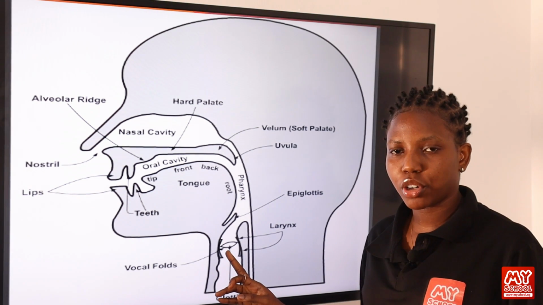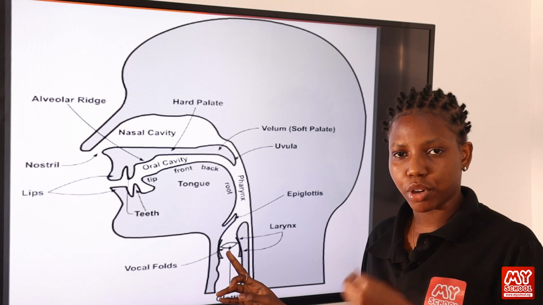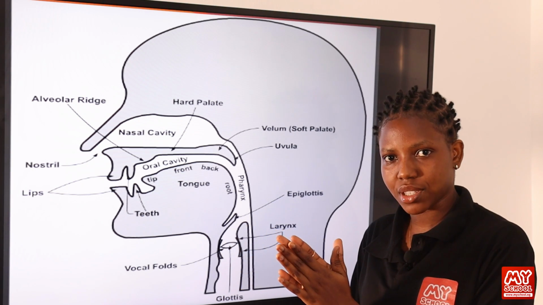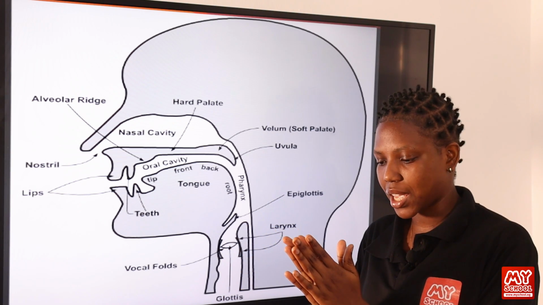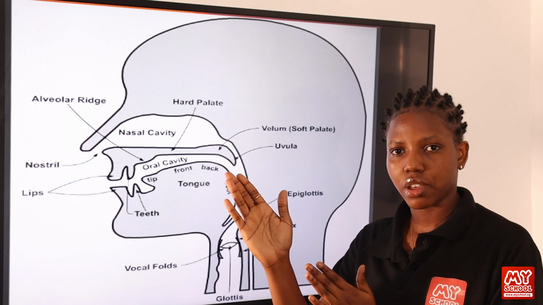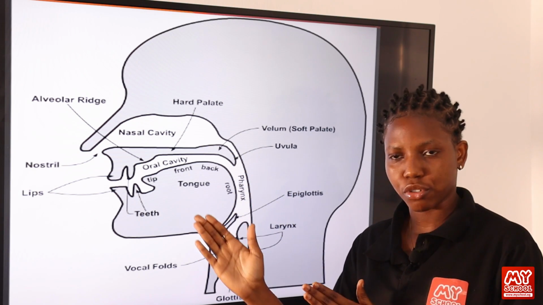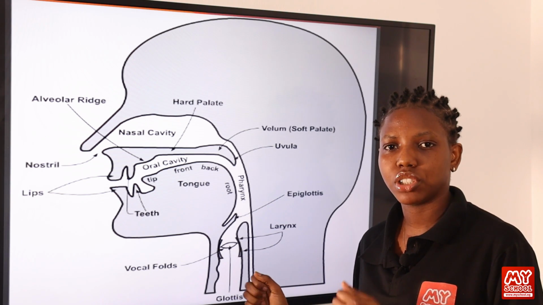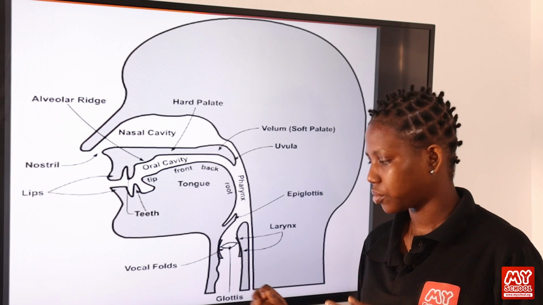And because the brain controls every part of our body, every organ of our body, the vocal folds are compressed, and then air forces its way through. And because of that force, the glottis vibrates, and so the sound becomes voiced.